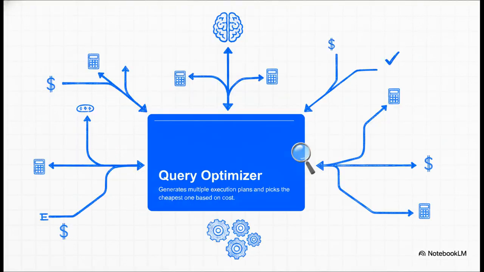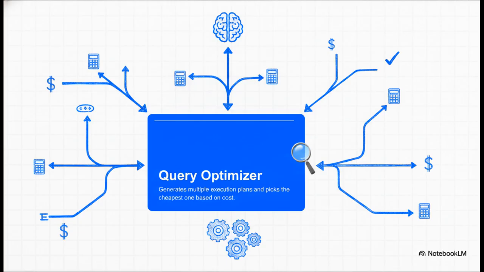Okay, now we reach the absolute climax of the journey and the real brains of the whole operation, the query optimizer. Did you know a single SQL query can have thousands of equivalent execution plans, all with wildly different performance outcomes? The optimizer's entire job is to generate those plans, estimate how much they'll cost to run, and pick the absolute cheapest one.